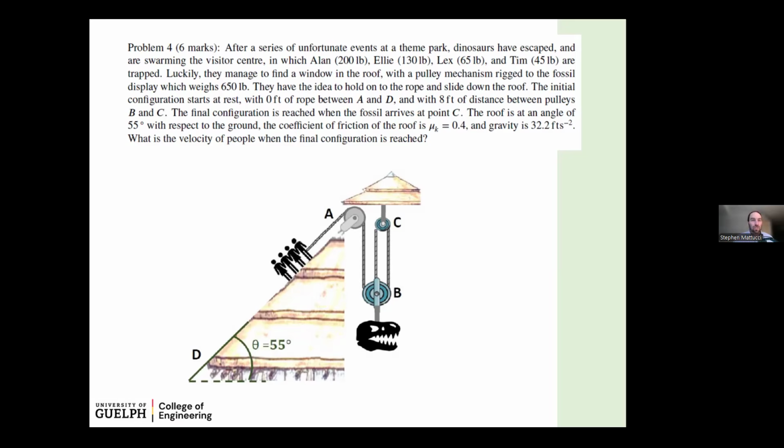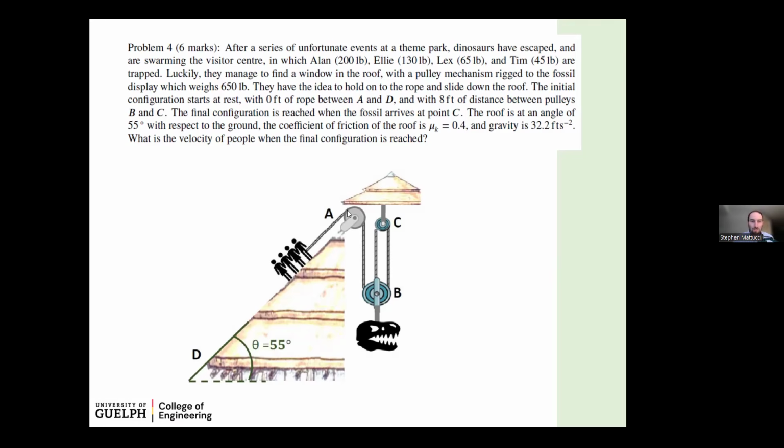The initial configuration starts at rest with 0 feet of rope between A and D and with 8 feet of distance between the pulleys B and C. The final configuration is reached when the fossil arrives at point C. The roof is at an angle of 55 degrees with respect to the ground. The coefficient of friction of the roof is mu equals 0.4 and gravity is 32.2 feet per second squared. What is the velocity of the people when the final configuration is reached?